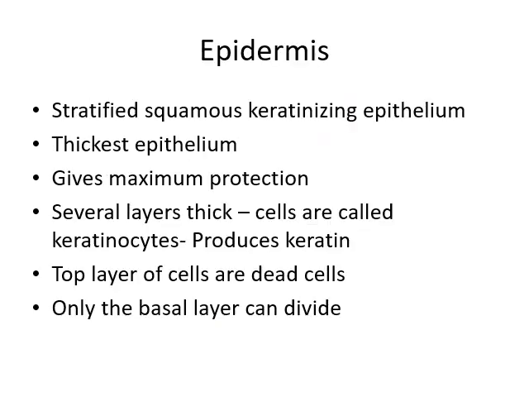Now let's talk about the epidermis. Now, as you know, the epidermis is made up of stratified squamous keratinizing epithelium. It is basically the lining of the whole body surface. Out of all the epithelia, this is the thickest epithelium, and because of that, it gives the maximum protection. It has several layers, and the cells in this epithelium are also called keratinocytes.